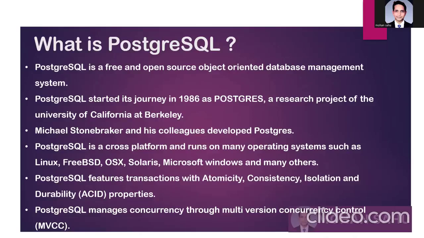The last one is durability. Once a transaction is committed, the changes are permanent. So in case of a database crash, those transactions can be recovered. How is durability achieved in a database management system? We do logging and we can do checkpointing to achieve durability. The next is MVCC. PostgreSQL manages concurrency through multi-version concurrency control. We have a whole slide for this, so I will discuss it in some time.